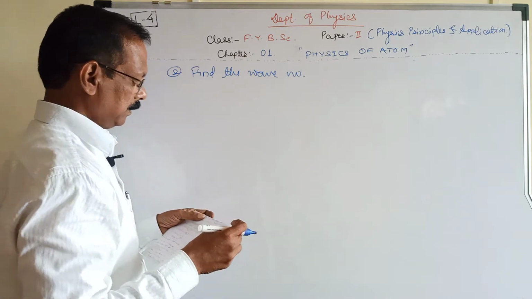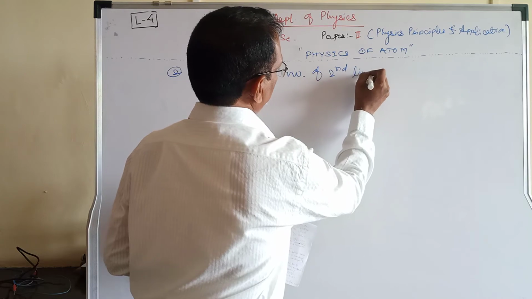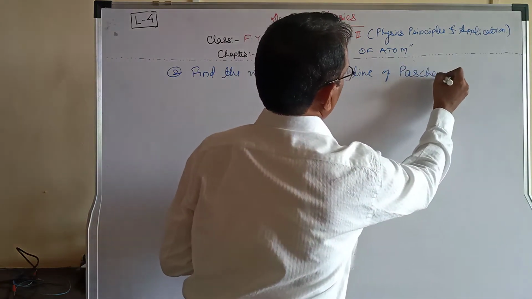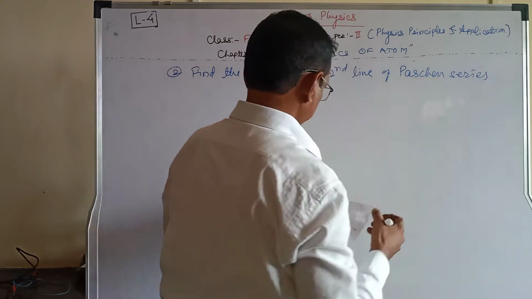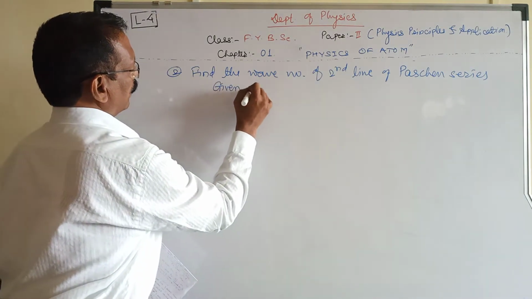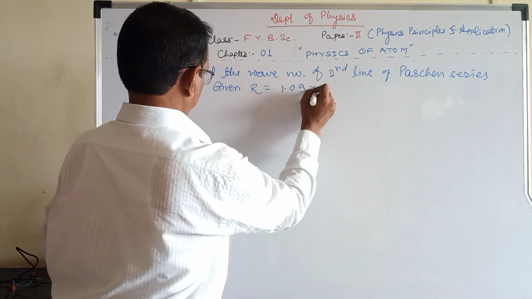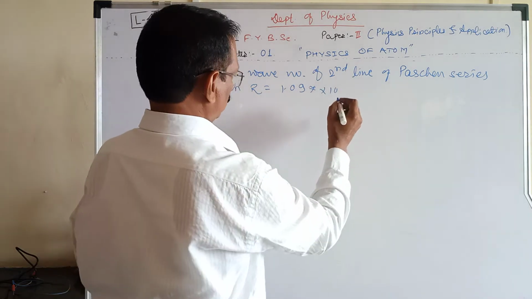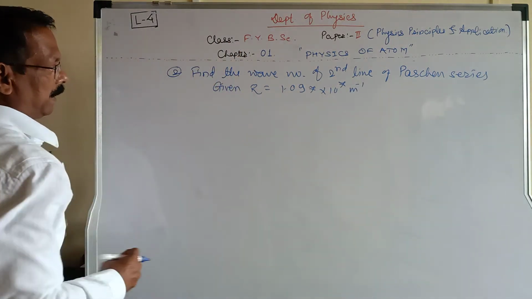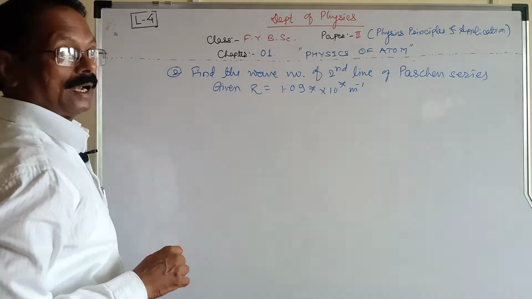Find the wave number of second line of Balmer series. Okay. So given Rydberg constant R is equal to 1.097 into 10 raised to 7 per meter here. So read the example carefully and properly here. So what we have to calculate here? Find the wave number of second line of Balmer series here.